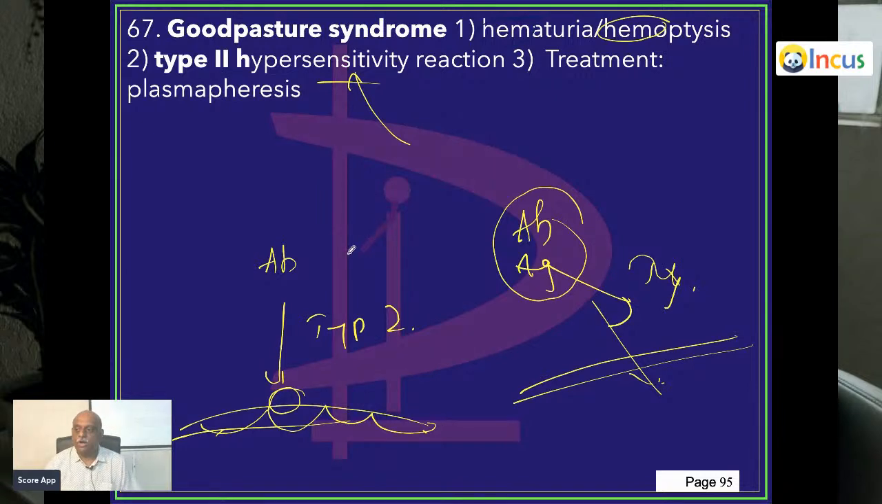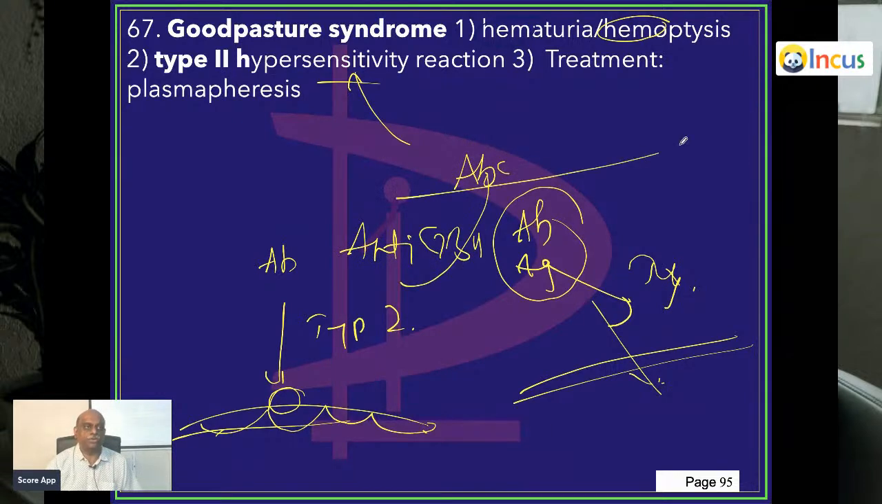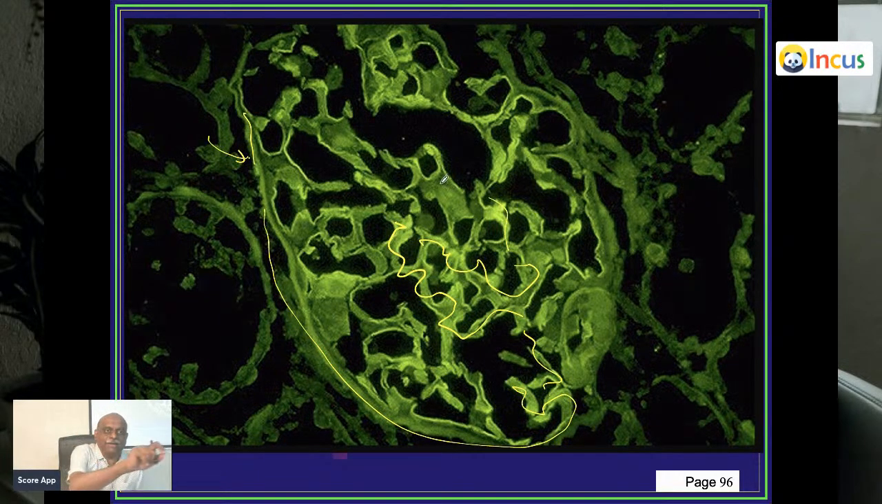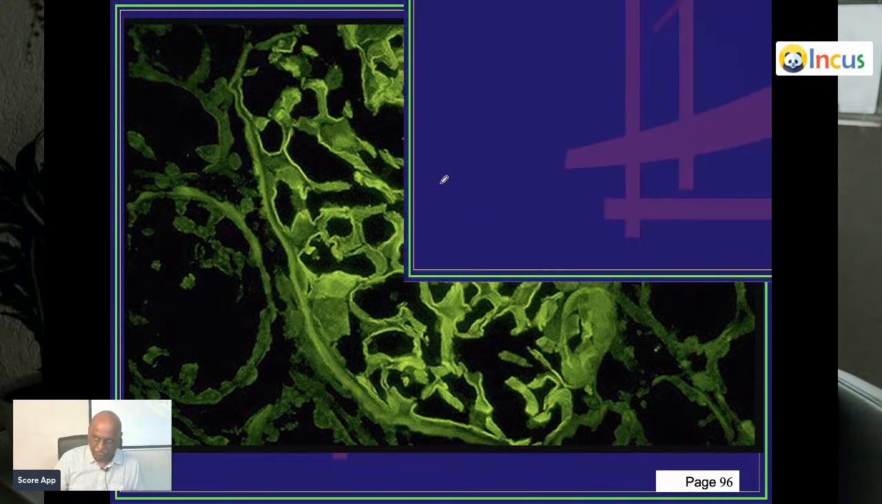And how do you treat all these anti-GBM antibodies? You try to wash them out by doing plasmapheresis. And what do you find in anti-GBM disease, Goodpasture? All these antibodies come and deposit in a linear, ribbon-like fashion. Can you see that, doctor? Like a ribbon-like, linear deposition of the anti-GBM antibody, leading to immunofluorescence.